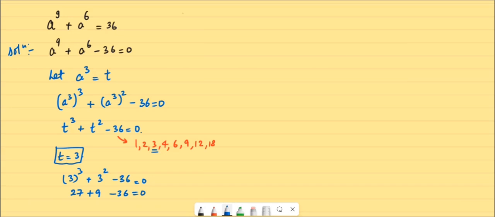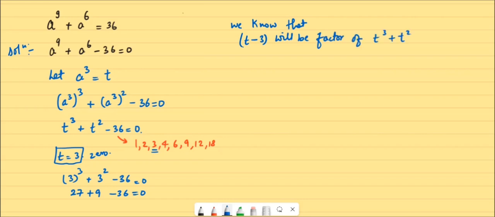Now if t equals 3 is a solution, that is, the value gives 0, right, we know that t minus 3 will be a factor of t cubed plus t squared minus 36. Alright, so now in order to find the remaining two values, all I have to do is divide t cubed plus t squared minus 36 by t minus 3, right? So we have to divide this.